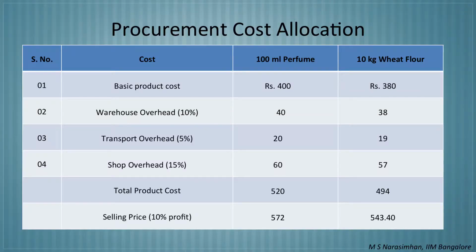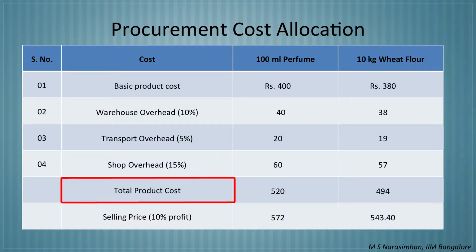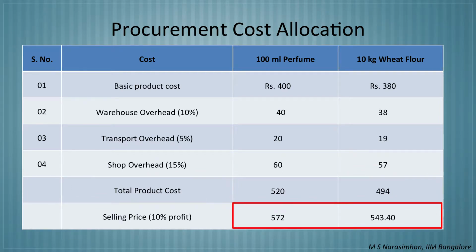Let us take two products to show how costs get distorted. The basic product cost of, let us say, 100 milliliters of a perfume is 400, and 10 kgs of wheat flour costs about 380. The company now adds 30% of the product cost as overhead. The total product cost of 100 ml of perfume is now 520. 10 kg of wheat flour now costs about 494. The retail store adds another 10% towards profit and fixes the selling price. The cost allocation is arbitrary.